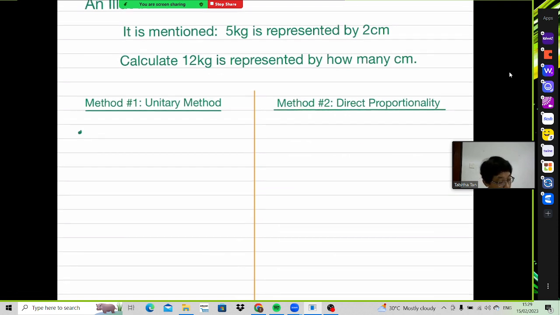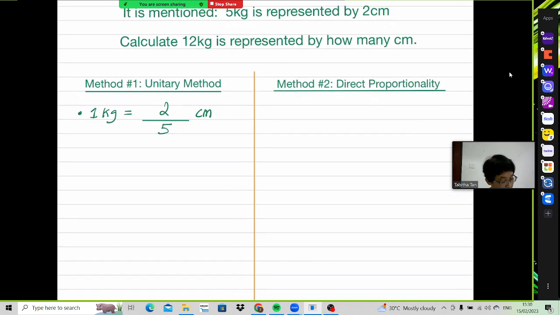So let's say we choose method number 1, how do we do that? We just find out 1 unit, unitary meaning 1 unit. 1 kilogram is represented by how many centimeters? I'm sure we can comfortably take that by 2 centimeters, because they mentioned 2 centimeters represent 5 kg. Now you want 1 kg, of course you're going to divide by 5. And so that is the centimeters representing 1 kilogram.